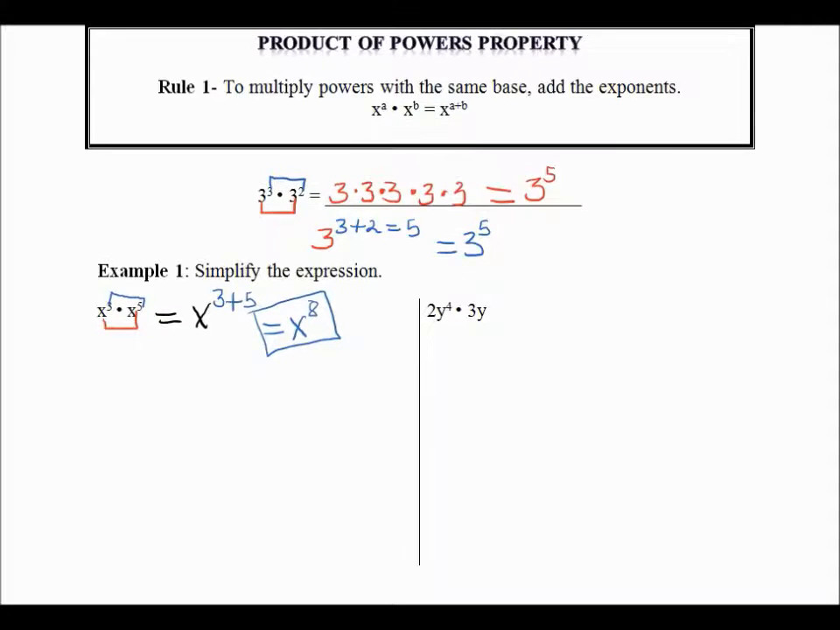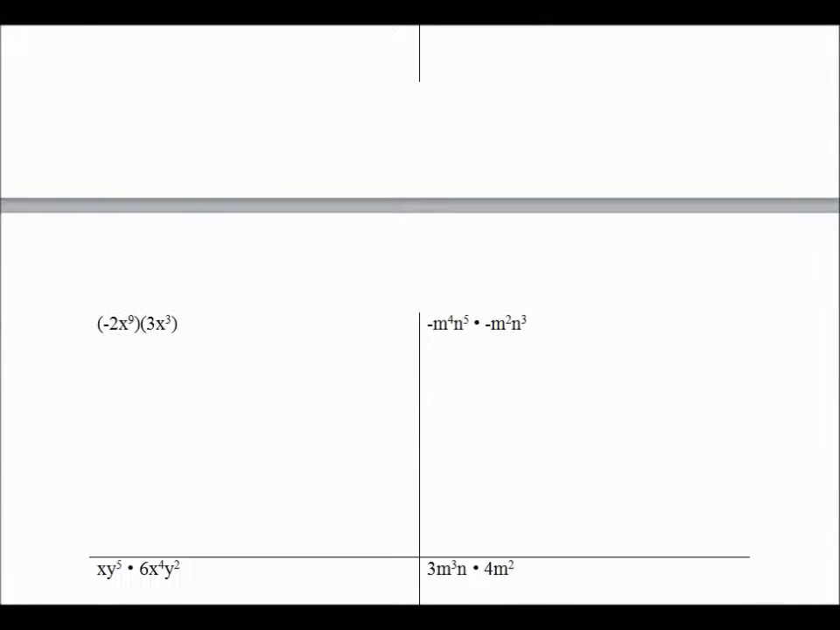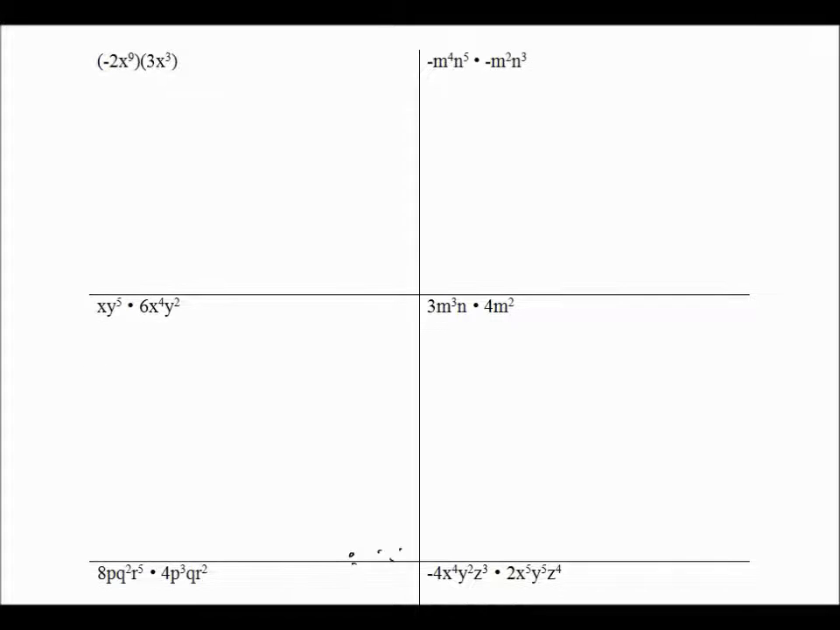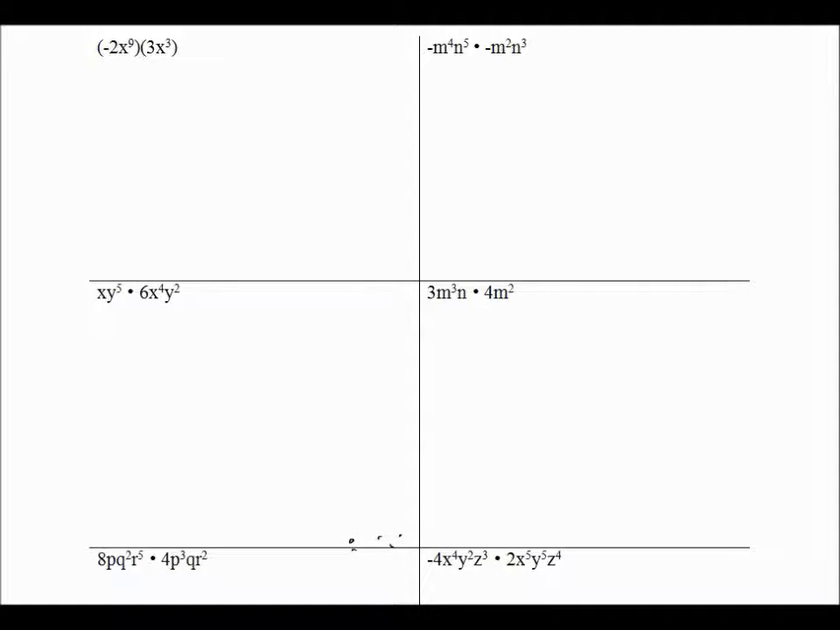Scroll down a smidge. Let's look at the remaining problems. Let's try this next one together. Now here I have negative 2x to the ninth power times 3x to the third power. Here I can multiply my numbers together. I have negative 2 times 3. I think I'll go ahead and group these together for you.